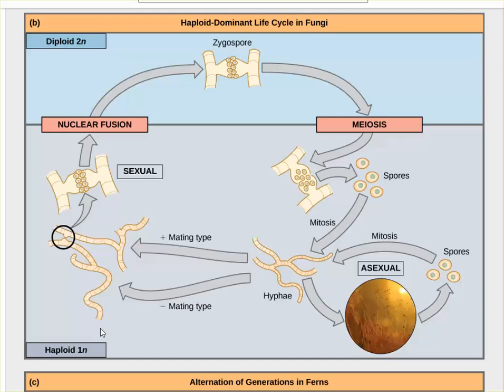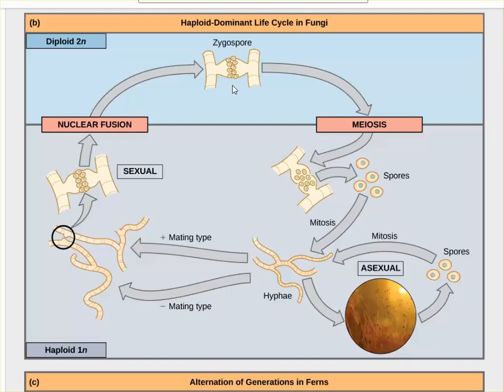But what I want you to see is that this nuclear fusion is a lot like fertilization, and it's making these diploid cells that we see here. These diploid cells immediately undergo meiosis to produce haploid cells. So everything on this side of the diagram in the fungus, almost everything that you see, is haploid. That's why this is a haploid dominant life cycle. So the only diploid cell is the zygote.